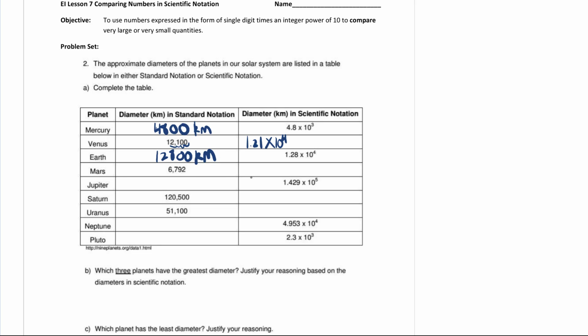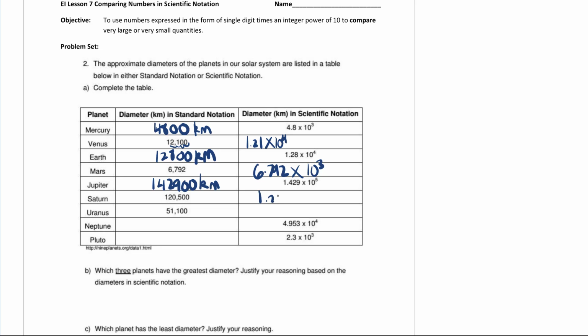That's good. Diameter of Mars, this is 6.792. We move the decimal 3 times to the left, or to the right, rather. Likewise for Jupiter, we're moving the decimal 5 times. Here is 1, 2, 3, 4, 5. Jupiter is a lot bigger than all of the other planets. Here we have Saturn, also quite a bit bigger than Earth and some other smaller planets.